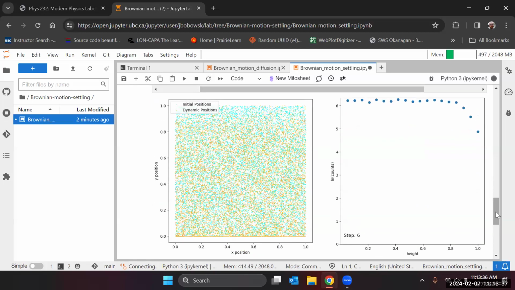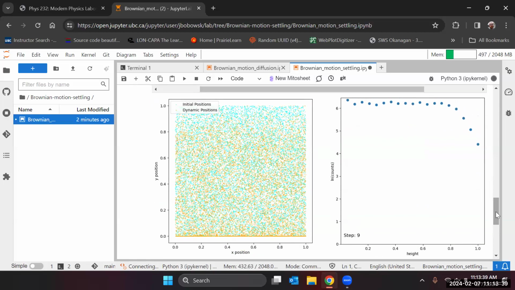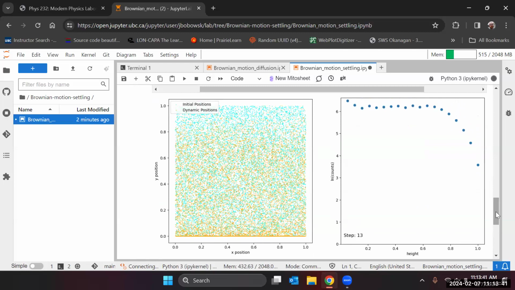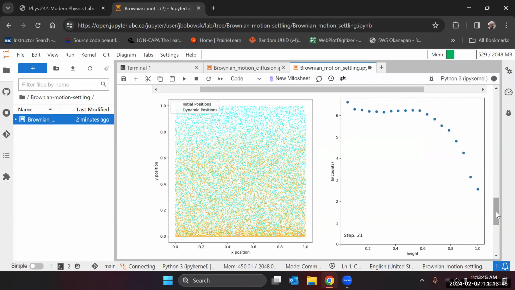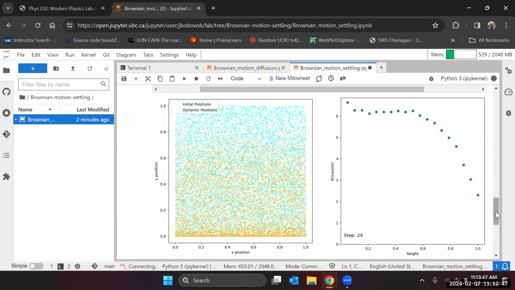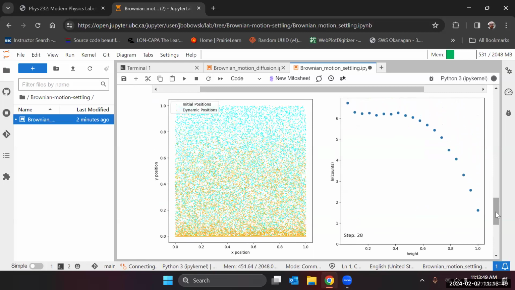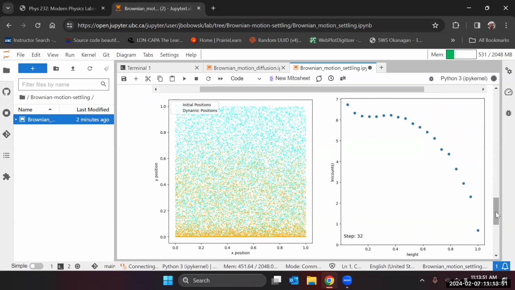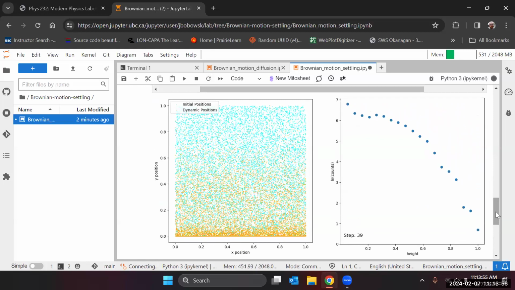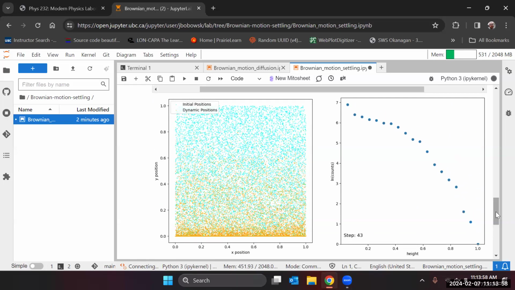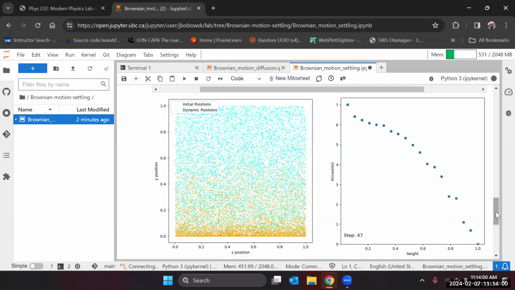Okay, so here we are. The orange ones started where the blue ones are. The blue ones aren't moving, they're just static. Here is the distribution of particles as a function of height. It was initially flat, but as time evolves, we lose particles from the top region and we gain particles in the bottom region. This is actually plotting the ln of the number of counts.